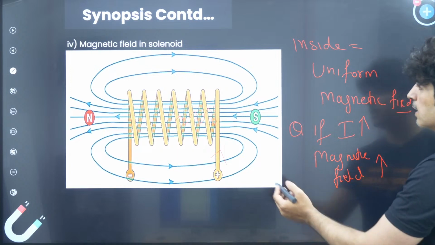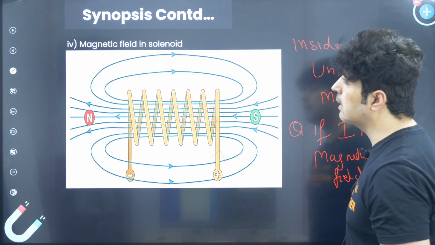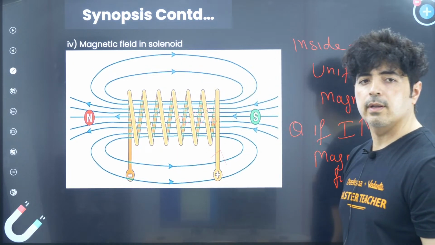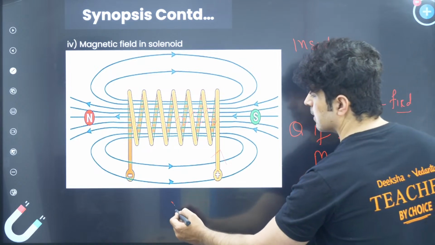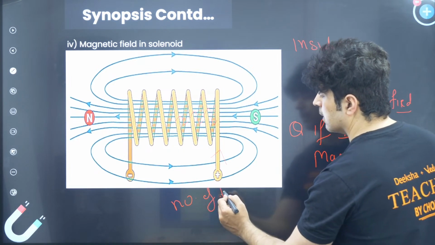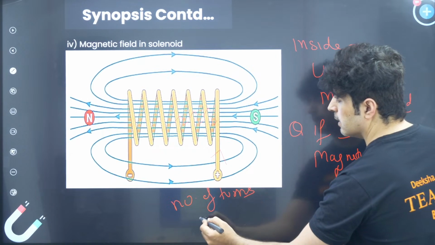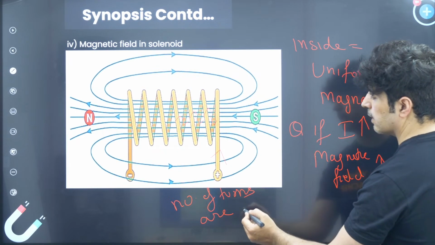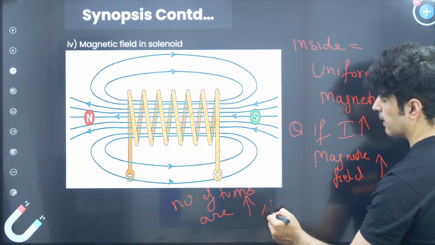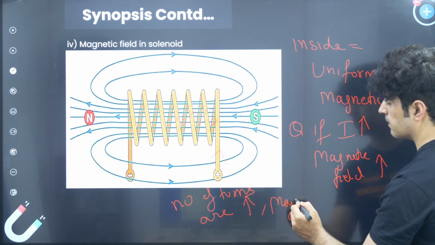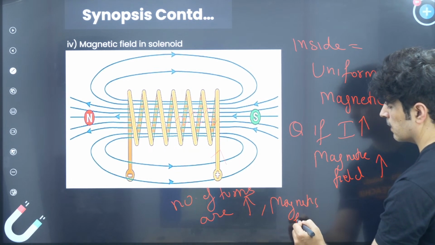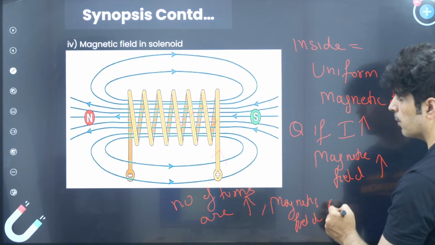Second thing is, what happens? Okay, what if we increase the number of turns of the solenoid? If number of turns are increased, the magnetic field increases. Magnetic field increases. Okay. I hope it's absolutely clear.